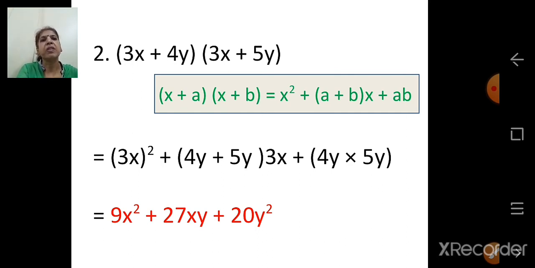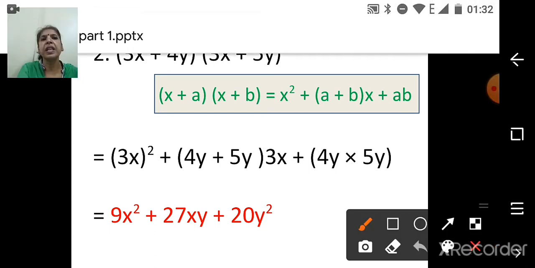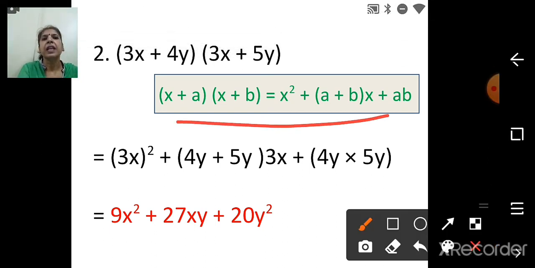So they are based on the formula. Which formula have we studied? (x + a)(x + b). And what is the answer? x² + (a + b)x + ab. Write the formula neatly, in a box, towards the right side, so that it becomes clear that it is the formula.